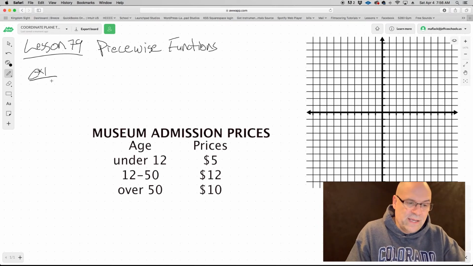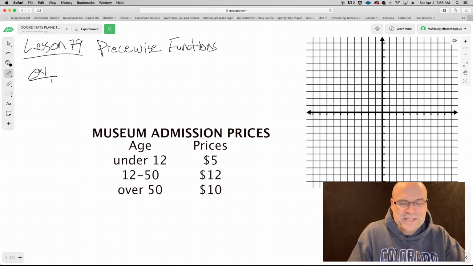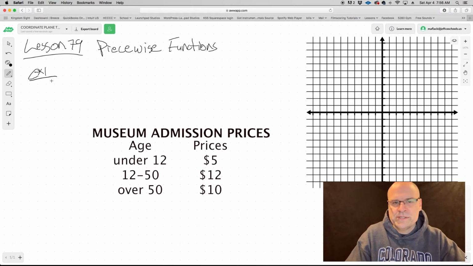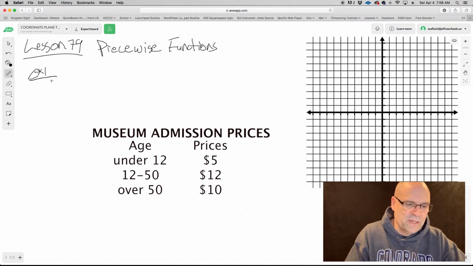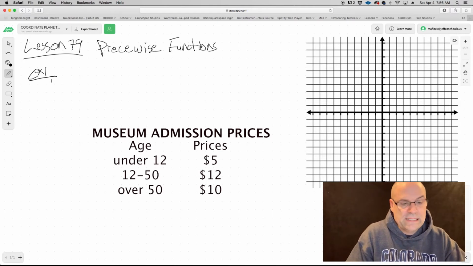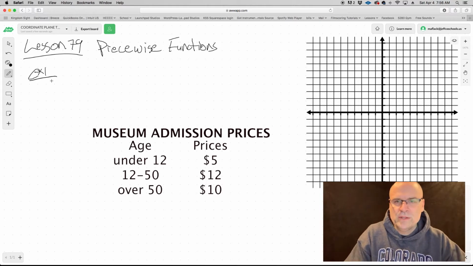All right, so this table represents admission prices for certain age groups, okay? So for under 12, it's $5. In between 12 and 50, it's $12. For over 50, it's $10. So we're gonna graph what that looks like.